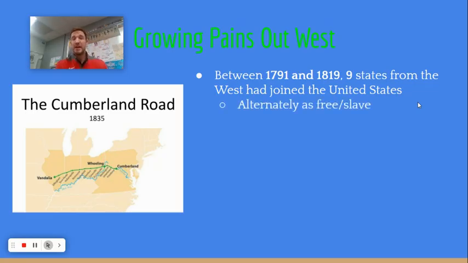Now, the ever-present issue of slavery, I mentioned this in the Revolution Unit, it's getting kicked down the road, okay? And as these states enter the Union, strategically speaking, these states were entering free and slave back and forth to keep the equilibrium equal.